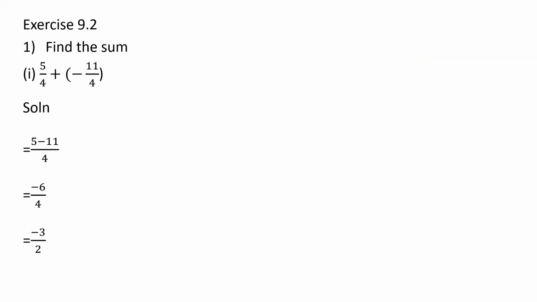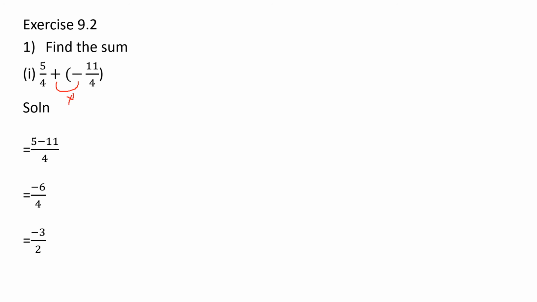Now the next problem: find the sum. You want to find the sum. The same problem as what we have done in chapter 2. So 5 by 4 plus minus 11 by 4. Here you have the same denominator, right? So you don't need to go for LCM or cross multiplication. So 5, right? Plus into minus, integers rule. Plus into minus is minus, right? So minus 11.